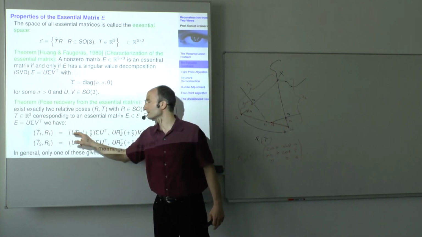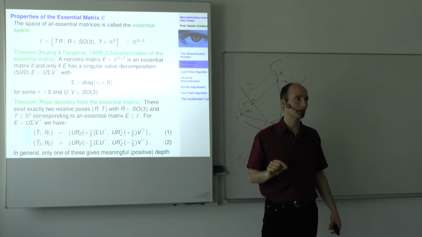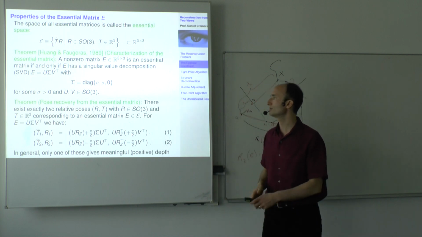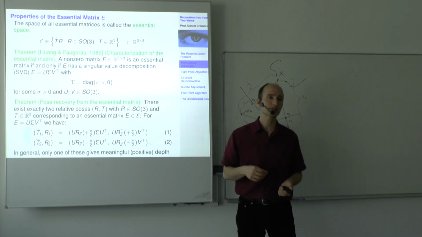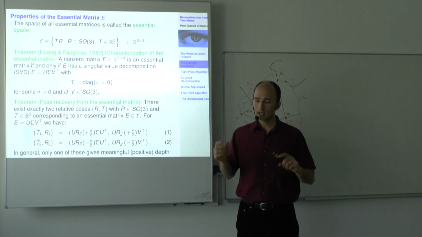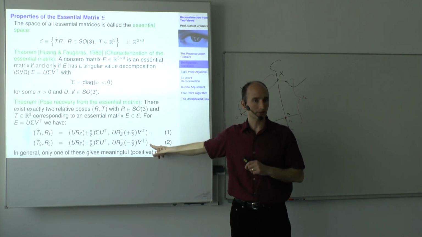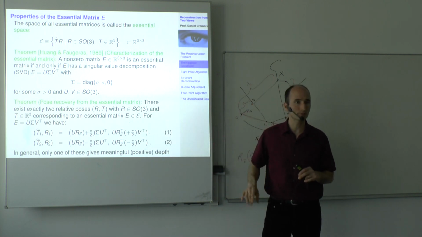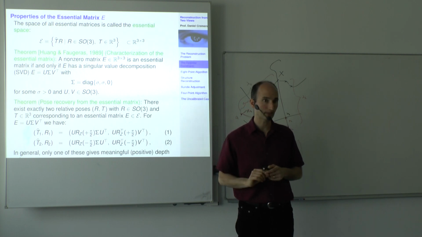Translation, of course, in terms of the matrix T hat, but then you can read out the three components that make up the translation vector. And so these are the two possible solutions of translation and rotation for a given essential matrix. Meaning, if we can estimate the essential matrix, we can estimate rotation and translation. In practice, there are still two possible solutions, but we'll see it's actually quite easy to figure out which of the two is the right one.